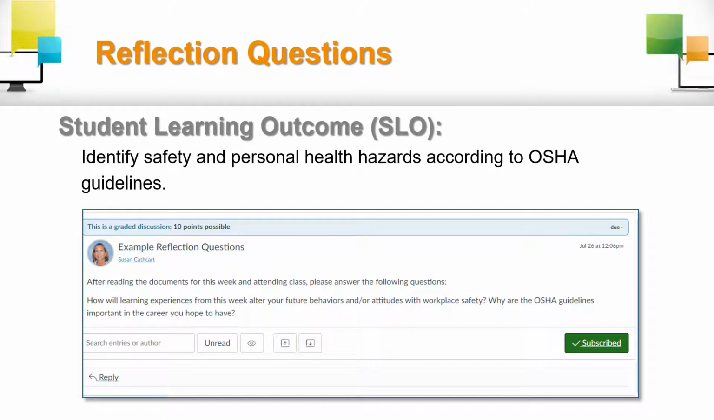Reflection questions are questions that allow opinion and bias to be shared without critique. The student learning outcome is: identify safety and personal health hazards according to OSHA guidelines. One example of a reflection question using the SLO is shown.